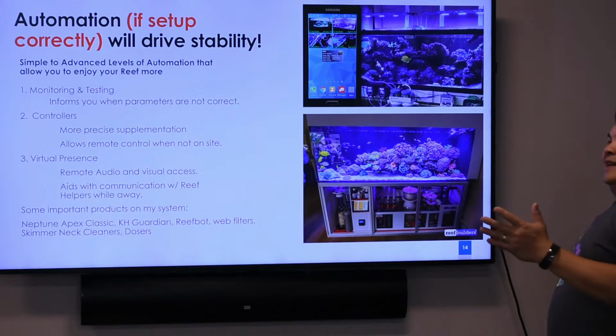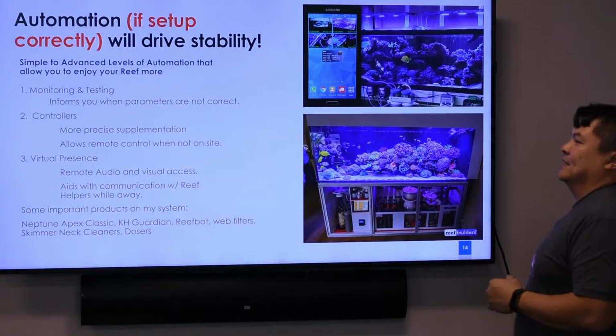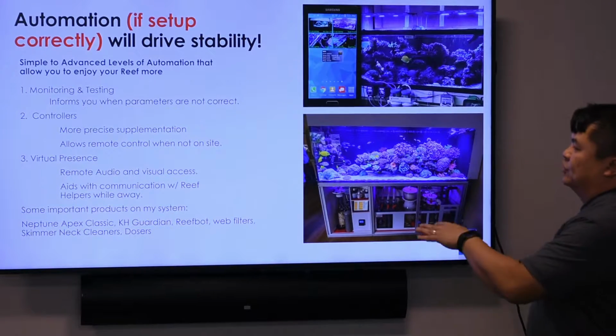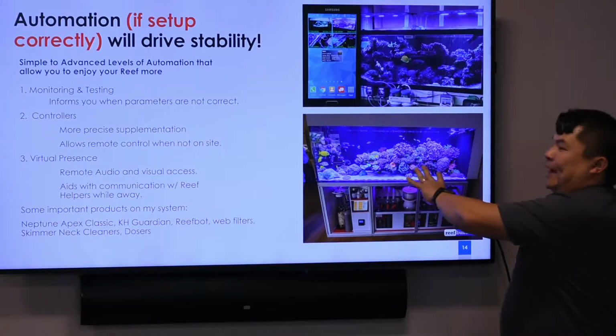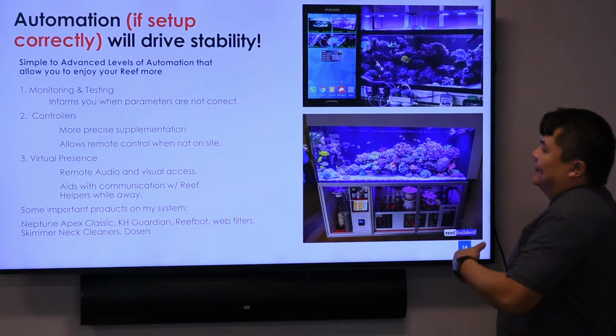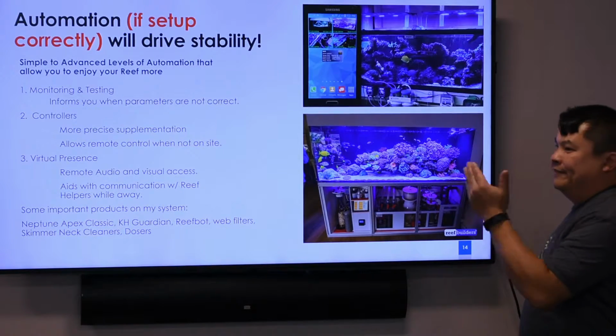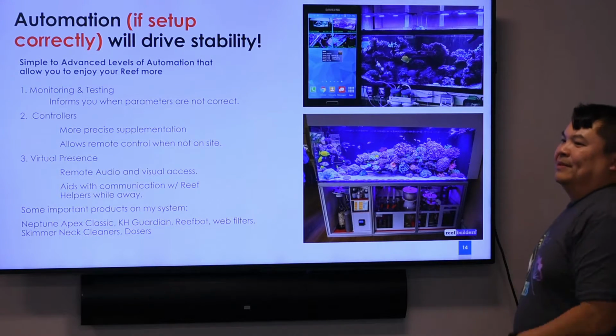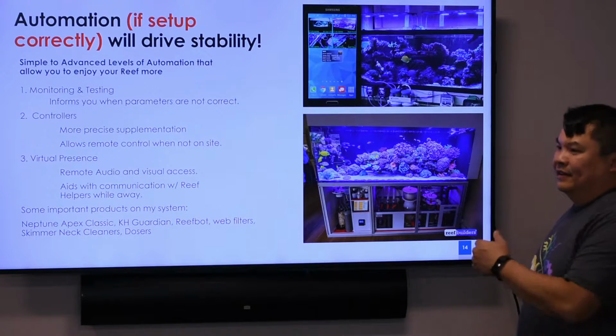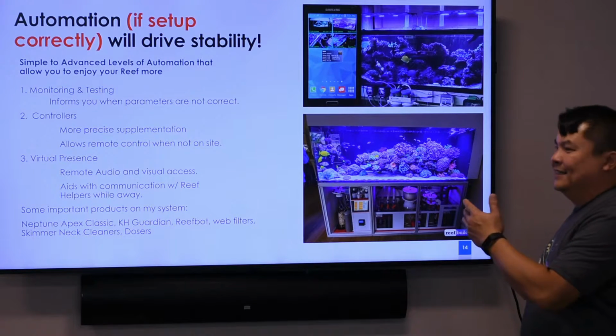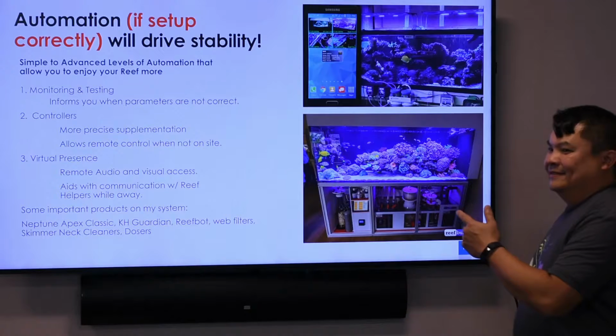The whole Internet of Things, you know, make use of that technology. And I talked about virtual presence, which is mostly cameras. Just because the controller will say something's on or off, I want to double check to make sure that's true. So having the camera there will tell you, did it turn off?